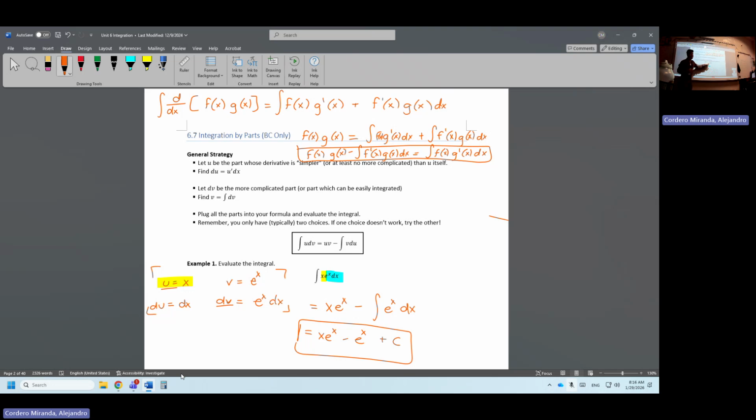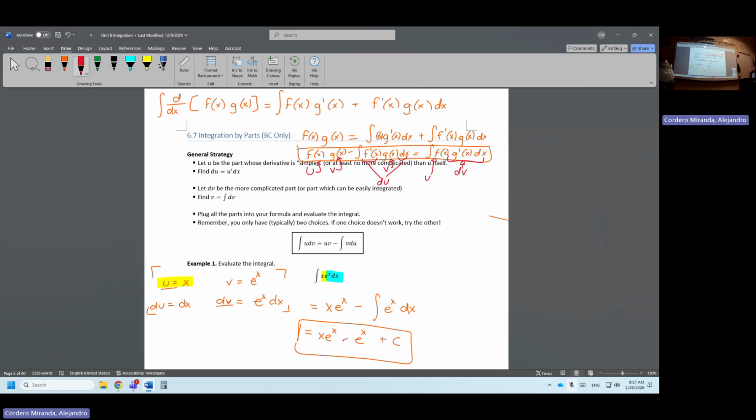It does not look anything like this, but if you call f u and you call g v, then you can see where this would have been u, this would have been dv, which is what we're choosing here, u and dv. Now that's equal to uv minus the integral of this, what we call v, and then f prime dx is what we call du.